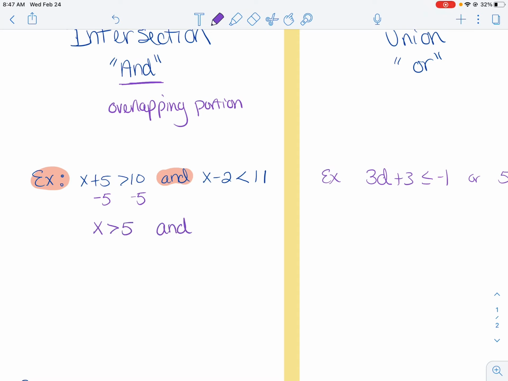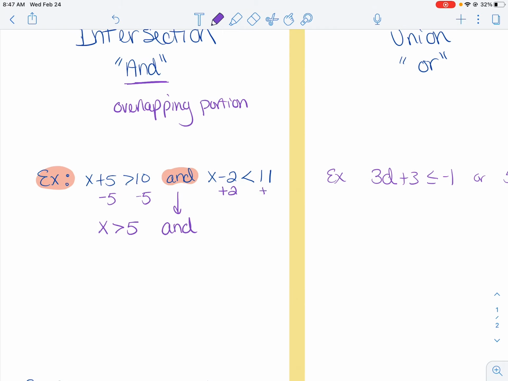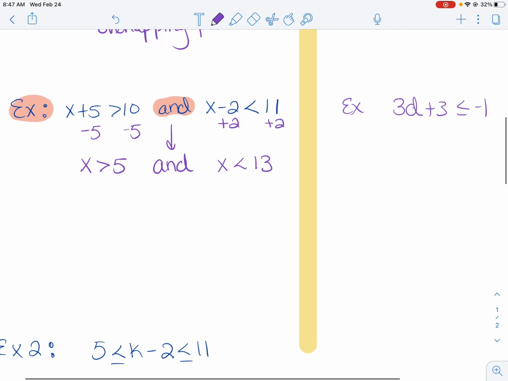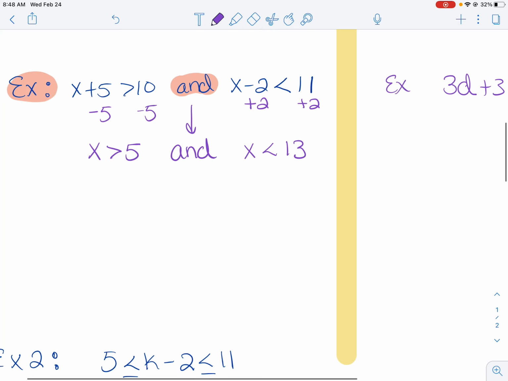I'm going to still bring down that word "and," because it's an important part of my solution to know whether it's an "and" or an "or." And then I'm going to solve the second inequality by itself. So we get x is less than 13. All right. So what this is really saying is that we need values that are greater than 5 and less than 13 at the same time. So I'm going to put that on my number line. So I have 5 and 13.